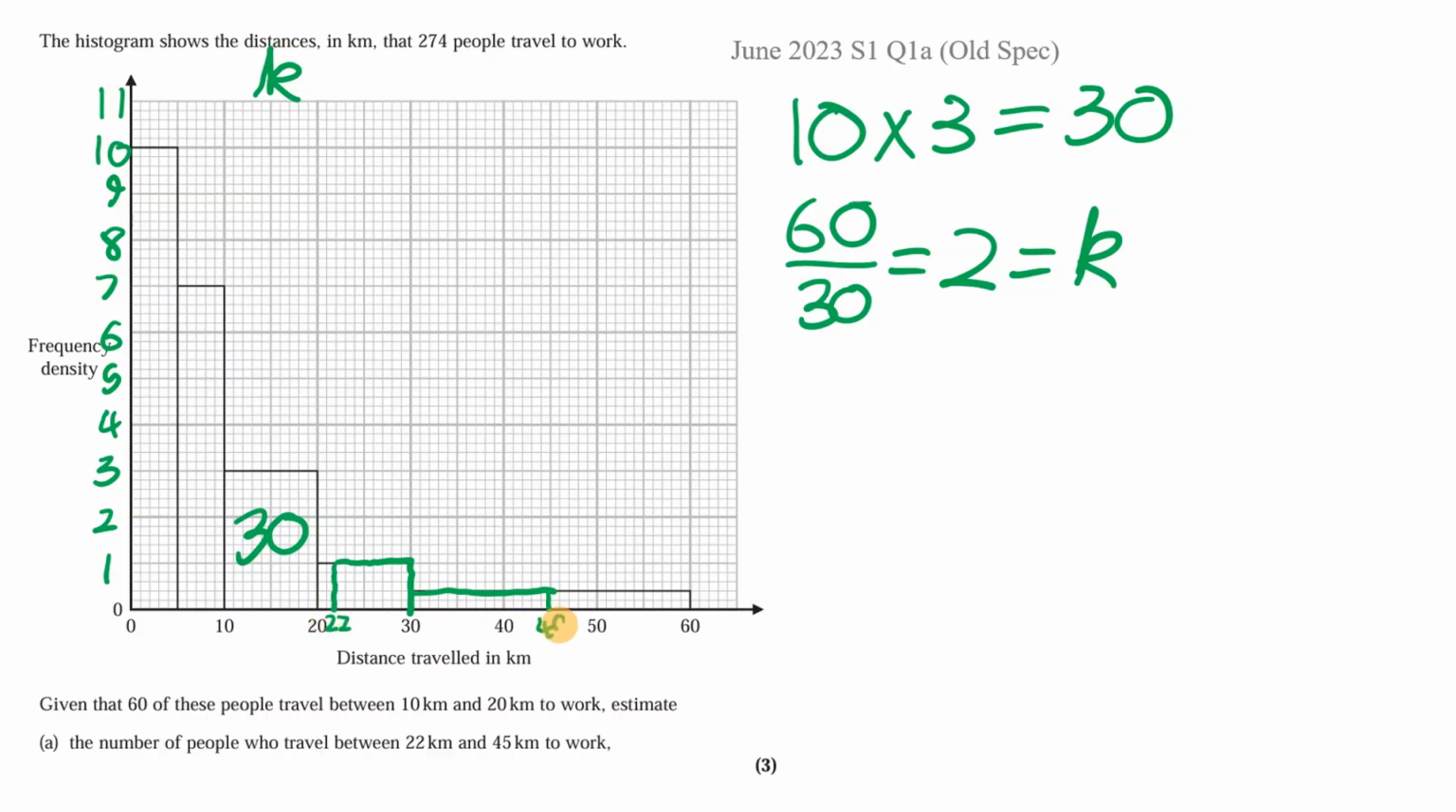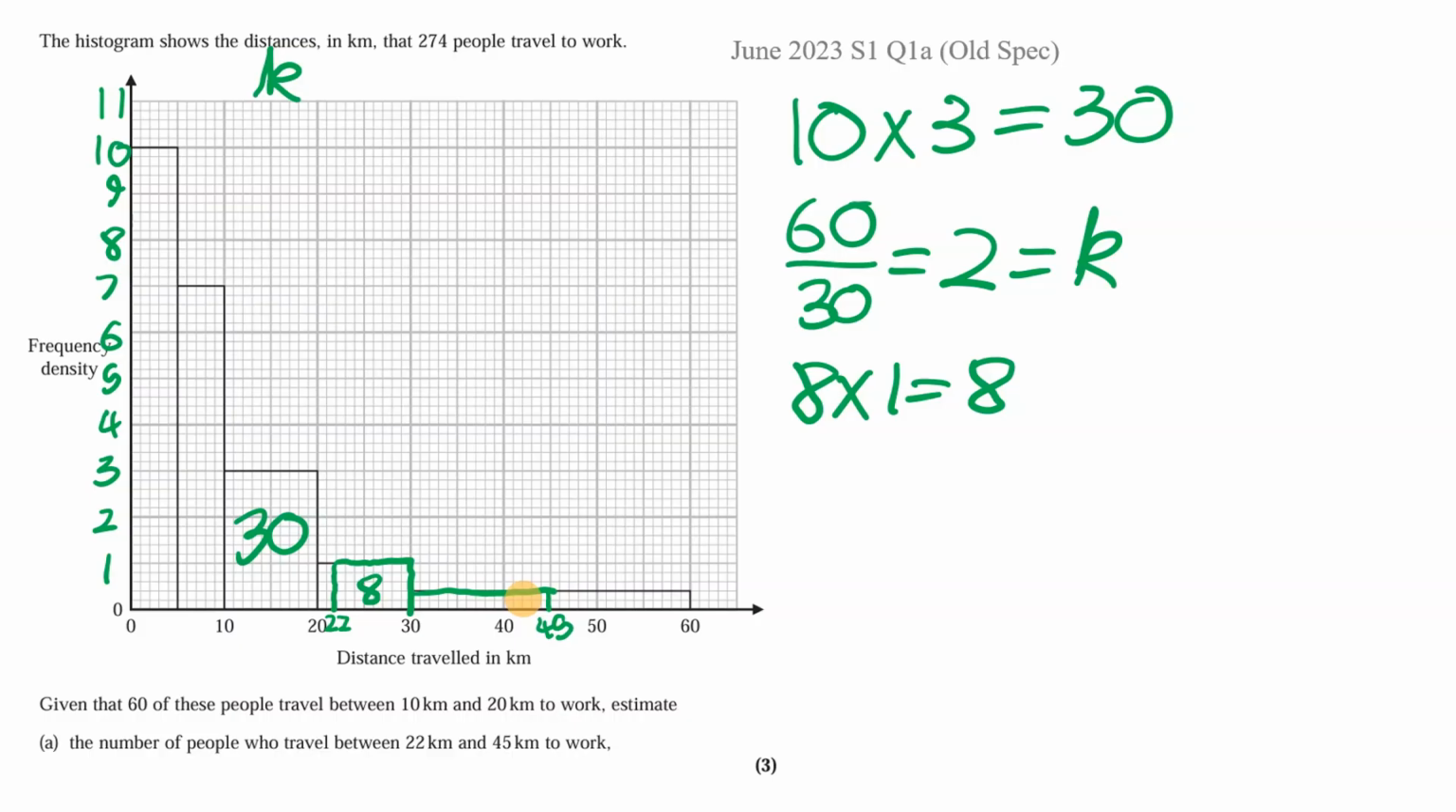Remember, this is 45. So the area of this bar here, so the width of it between 22 and 30, 30 minus 22 is 8, so the width of it is 8, and this is multiplied by the height, and if we look at our y-axis, this comes up to 1, so it's 8 times 1, which is equal to 8. So this is the area of this bar here.